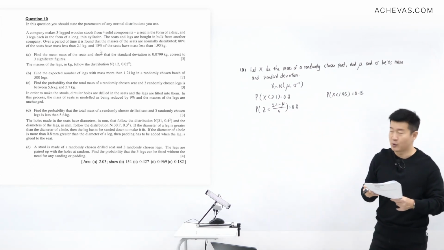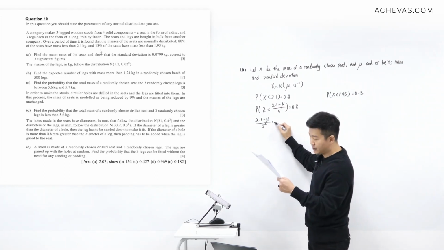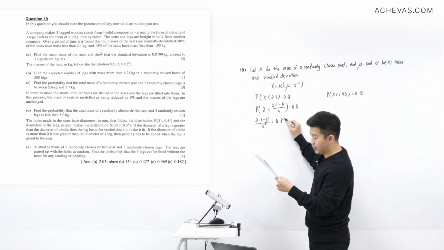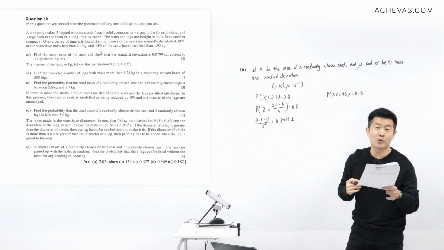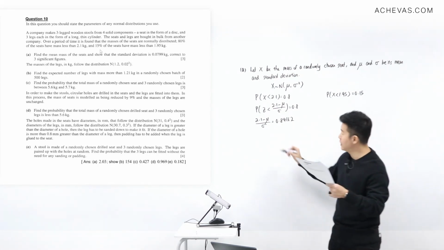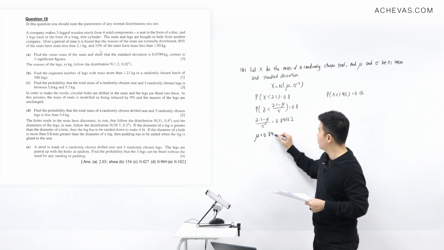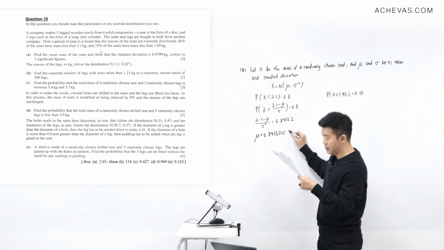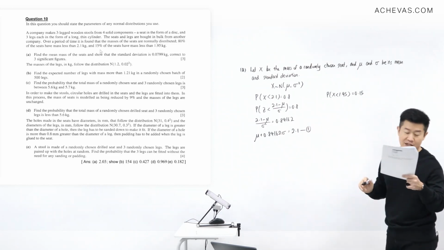By making use of our graphing calculator, we can find the value of 2.1 minus mu over sigma. And from the calculator, this is equal to 0.84162. This will give me my first linear equation in terms of mu and sigma. And that will be mu plus 0.84162 sigma is equal to 2.1. This gives me equation number 1.